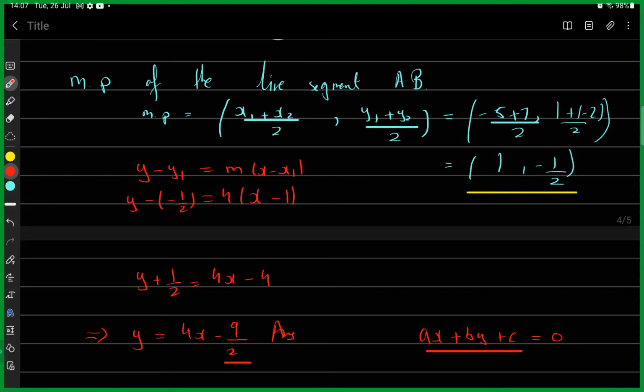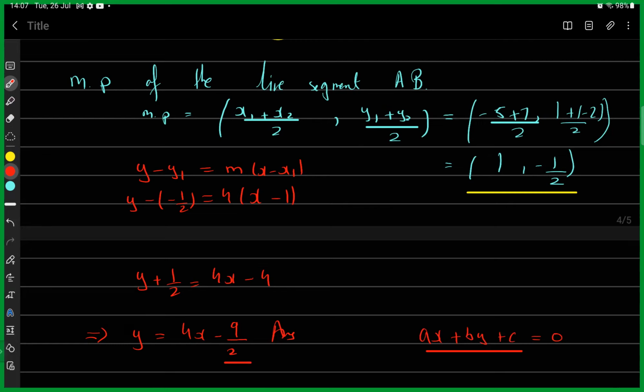Yes, we could have inserted the gradient 4 and the midpoint (1, -1/2) in the equation y equals mx plus c, and then found the y-intercept. Definitely, you could have done it that way as well. For that, you would first have to calculate the gradient, and once you had it, you were able to find the intercept. So that or this, both are the same, right? It's completely your choice. Both equations are correct. That is why I wrote both the equations.